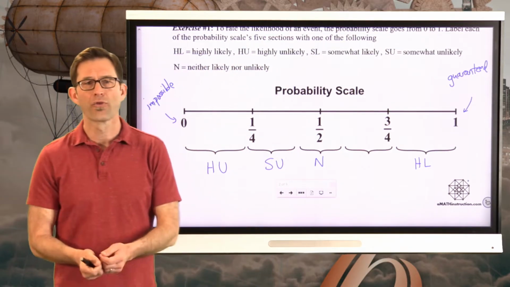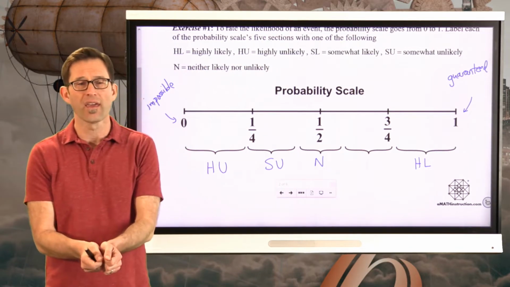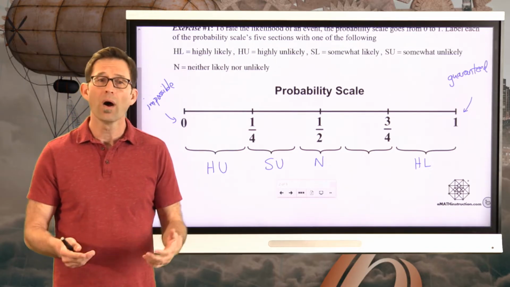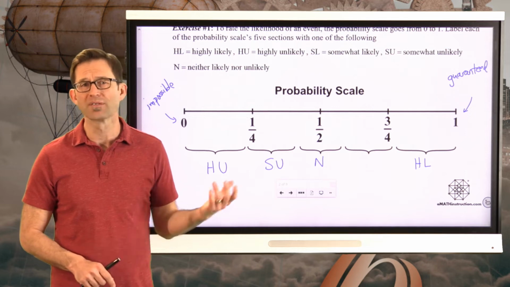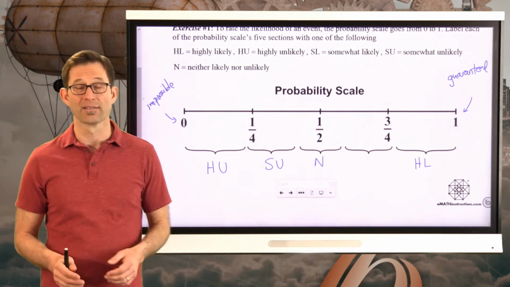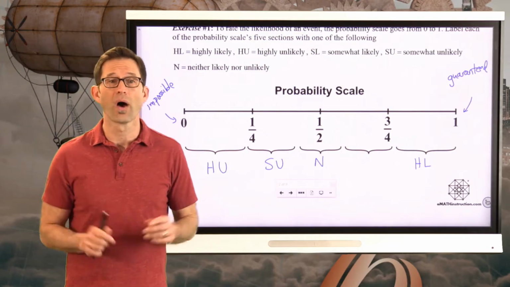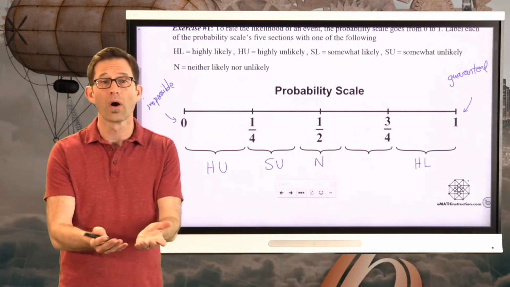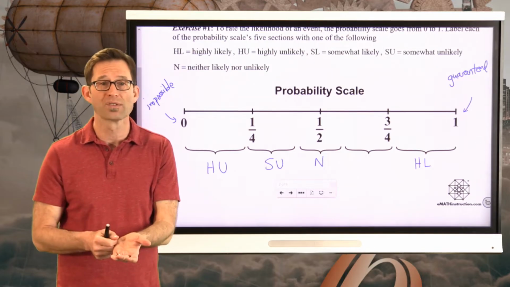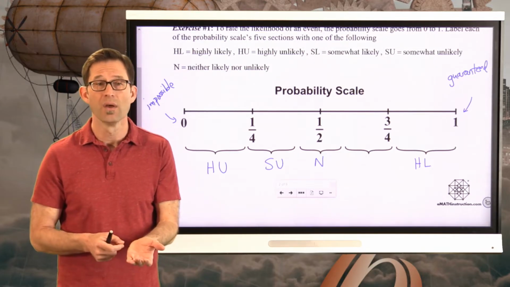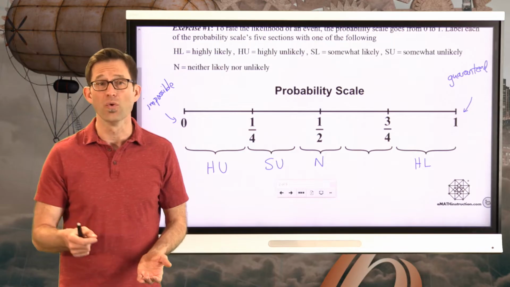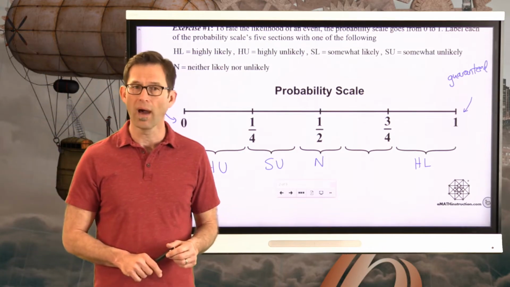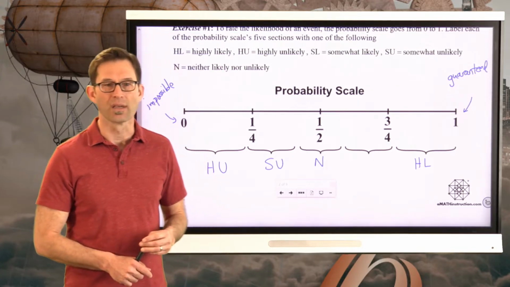If I had 3 cards, an ace, a queen, and a king, and I said, pick one at random, what's the probability you're going to pick the king? Well, it's only 1 out of 3. That would be somewhat unlikely. It wouldn't be highly unlikely. It's not like, oh my gosh, I'd be so surprised if I got a king. On the other hand, if I had all 52 cards in a deck and I said, pull one out, what's the probability you get the ace of spades? Well, that would be 1 out of 52, 1/52nd. That would be highly unlikely. If you pulled it out, you'd probably be like, wow, that's pretty amazing.